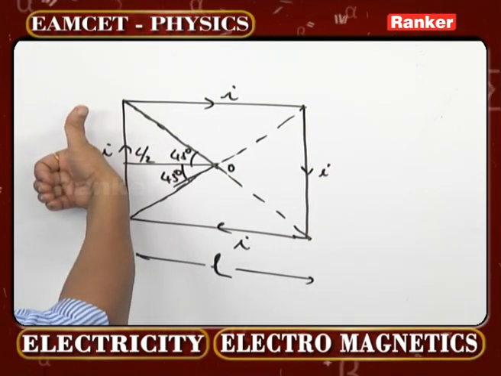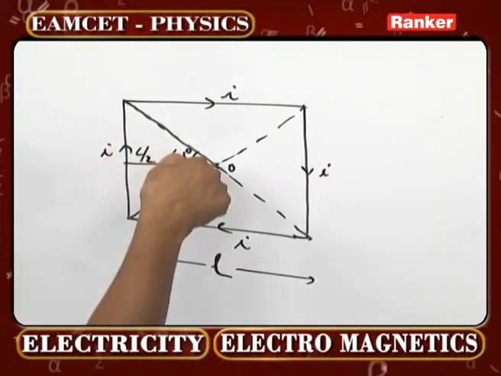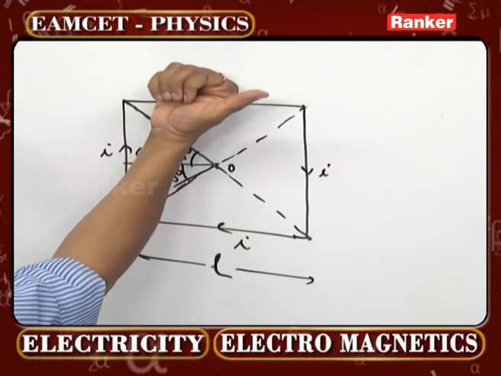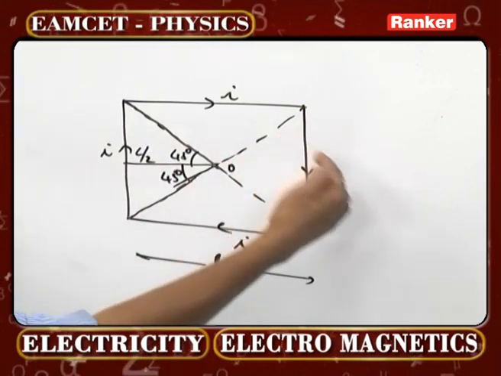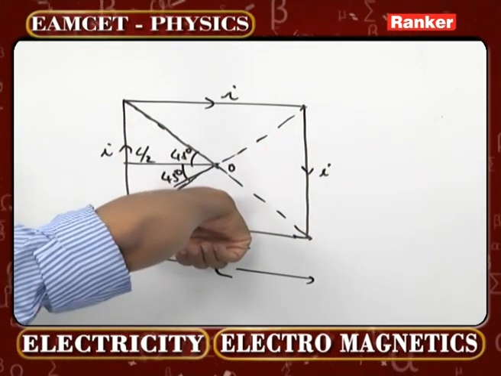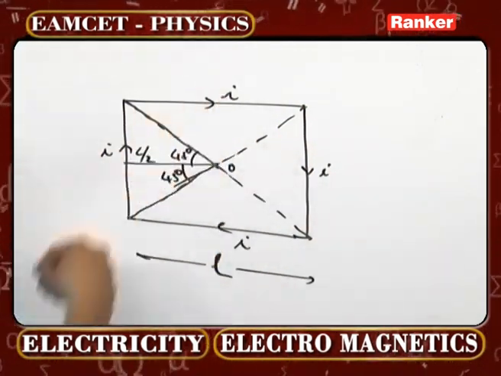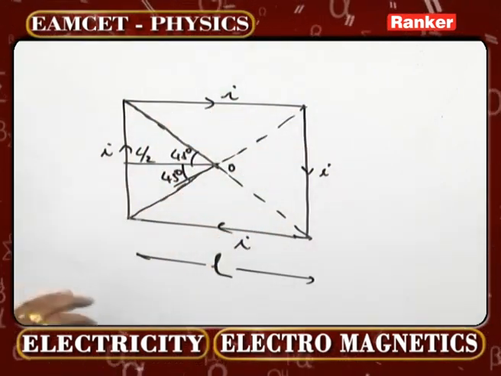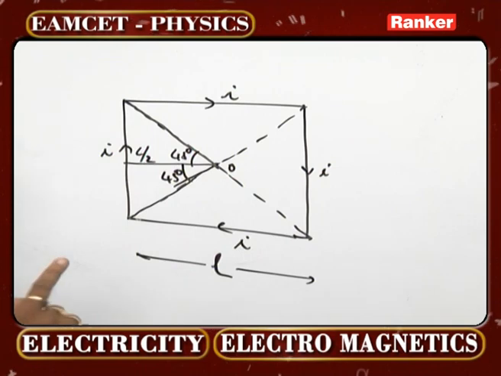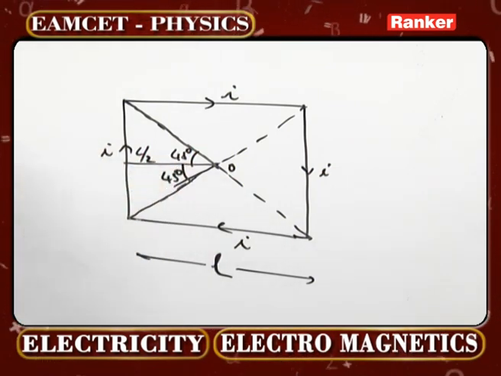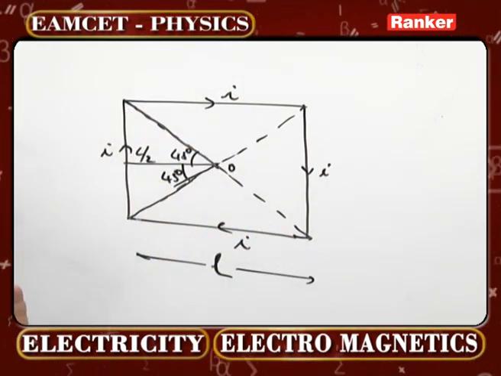Now apply the right hand thumb rule and identify the direction of magnetic field. If I put my thumb upward, magnetic field is going into the board at O. When I show towards my right, again it is going in. When I show in the downward direction, again it is going in. When I show towards my left, again it is going in. That means due to all the 4 sides, all the 4 currents, the magnetic field direction is into the board at the point O. So all the 4 fields are to be added up.